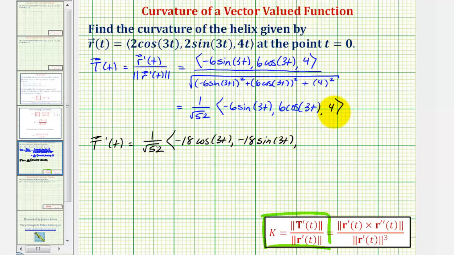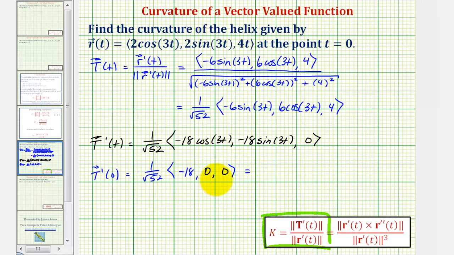And the z component would just be the derivative of 4, which is 0. And because we're only trying to determine the curvature at t equals 0, let's now evaluate this at t equals 0. So T prime of 0 would be equal to 1 divided by the square root of 52 times, when t is 0, the x component would be negative 18 times cosine 0, that's negative 18. The y component would be negative 18 times sine 0, which is 0. So we have a y component of 0 and also a z component of 0.